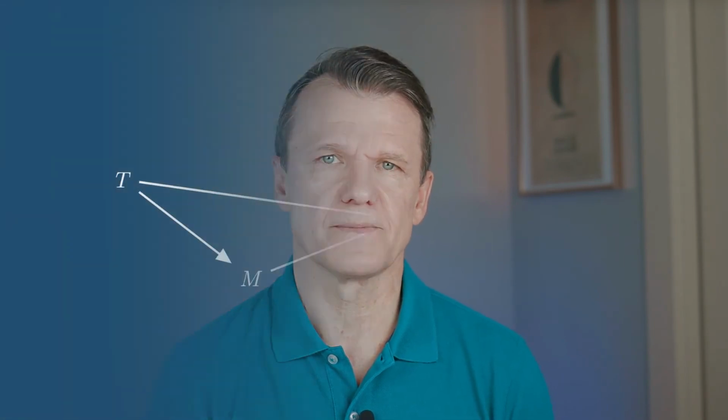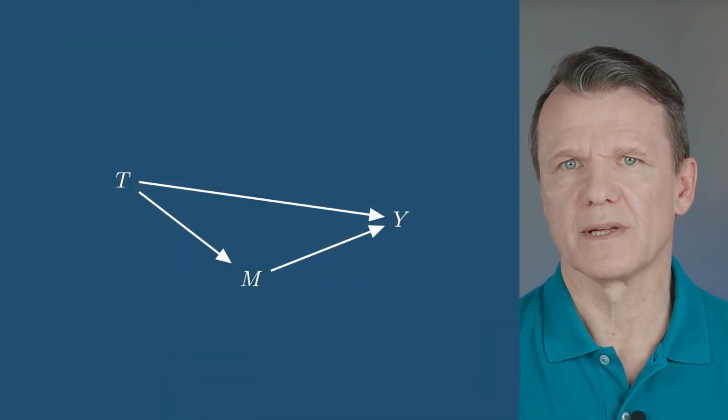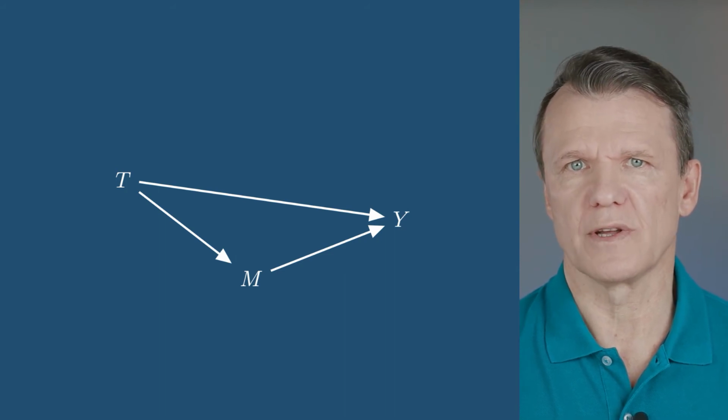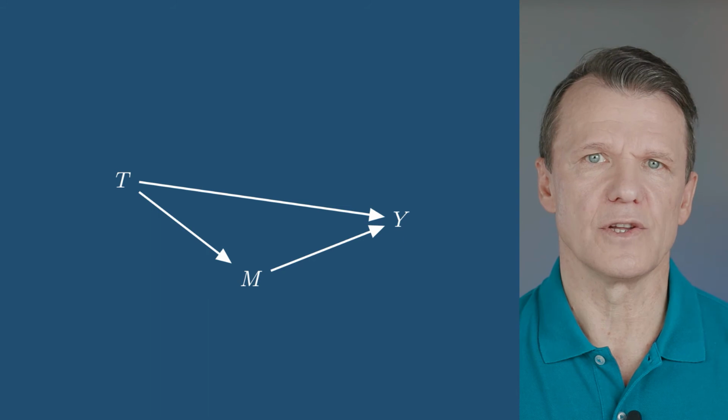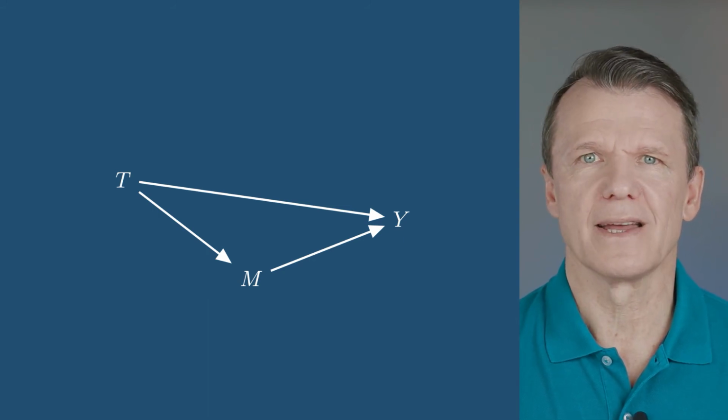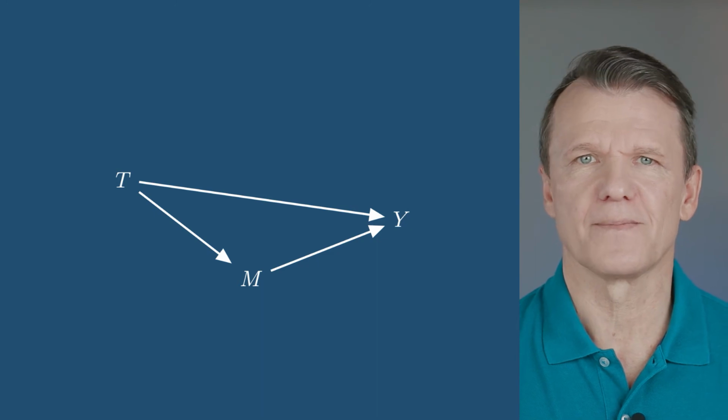Let's go back to the extended learning example. Here is the mediation diagram. T denotes the type of educational program the student receives. M denotes the amount of homework the student does. And Y is the student's grade on exam.